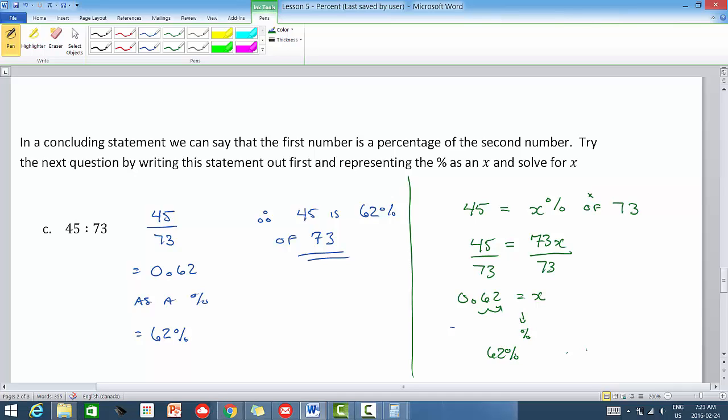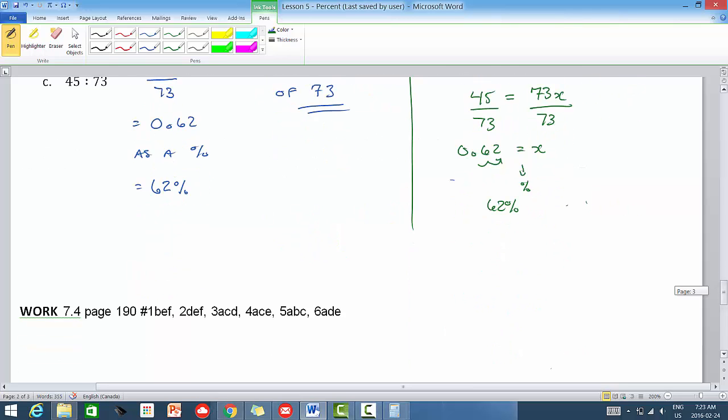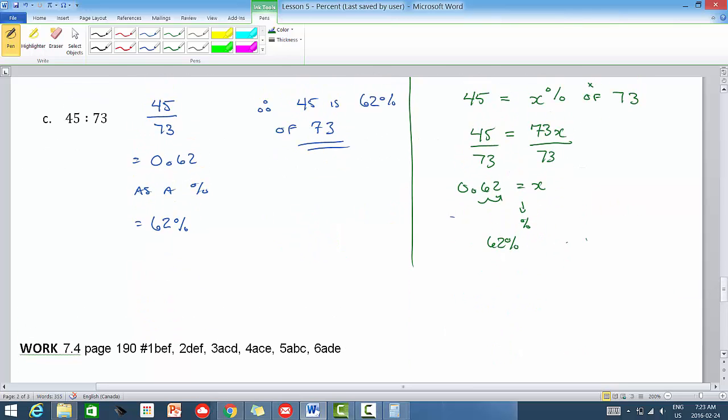Okay, so that's our percentages lesson. What I want you guys to work on, just down at the bottom, 7.4, 190. Do your best. If you have any questions, once we get back, we'll take them up.